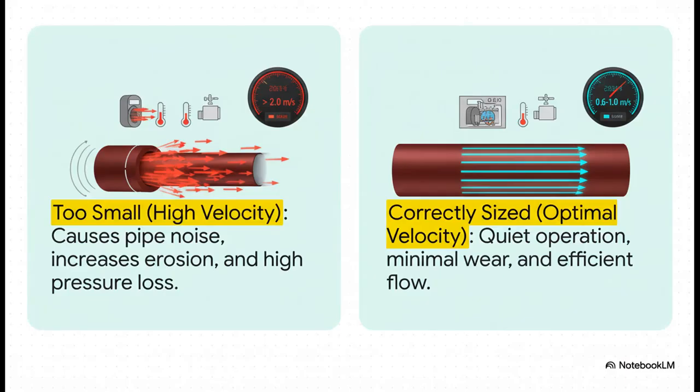So check this out. If your pipe is too skinny for the amount of water you're pushing through it, the water velocity just skyrockets. That's what causes that annoying whistling noise you sometimes hear in walls. But worse than that, it's literally like sandblasting the inside of your pipes over time, causing them to erode and fail prematurely. Our goal, the sweet spot, according to the code, is to keep that velocity between 0.6 and 1.0 meters per second. That gives you a quiet, efficient, and long-lasting system.